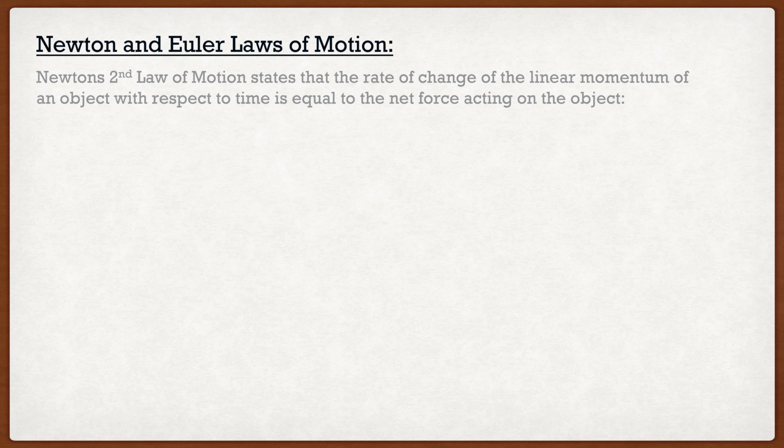It all begins with Newton and Euler. Our good friends Newton and Euler, they derived a lot of the stuff that we use in engineering, and here in solid mechanics, it's not really an exception. So it all starts with Newton. Newton's second law of motion states that the rate of change of the linear momentum of an object with respect to time is equal to the net force acting on that object.